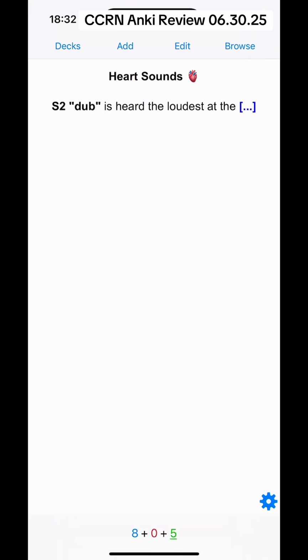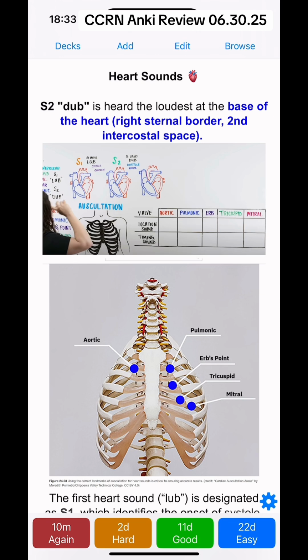S2, the dub, is heard loudest at, is this the apex of the heart? Base of the heart, yeah. I keep getting this one confused about S2. We're at the right base of the heart. Sorry, I had to sneeze. Base of the heart, which is the right sternal border, second intercostal space. So that's where the aorta is. Okay, I'm going to have to redo that.